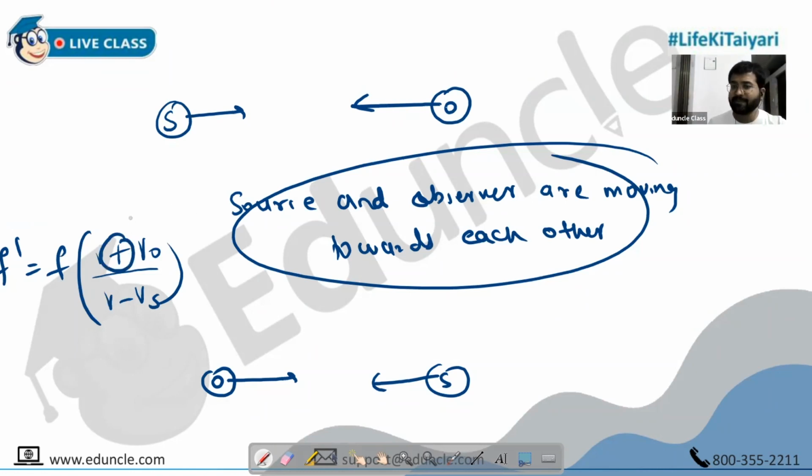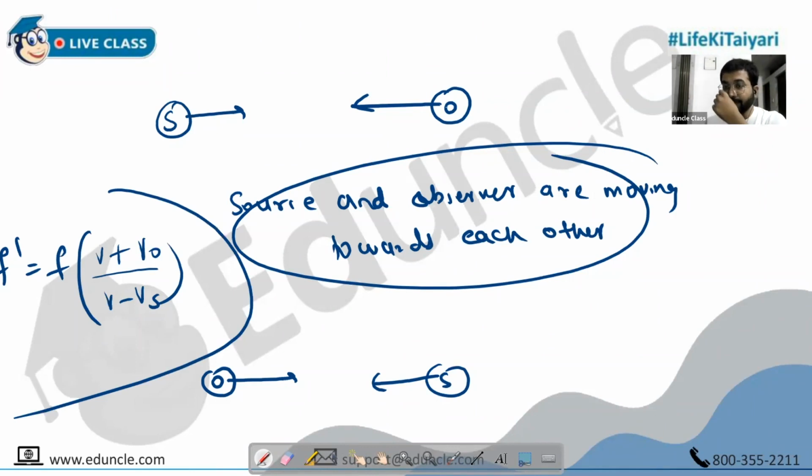So upar plus, it means numerator has become massive. Niche minus, it means denominator has become least. Again, making the fraction very massive. This is the best possible case. Okay? Now listen. So this is what I always remember. Now if they mention that source and observer are moving away from each other, we don't care who is on left, who is on right.